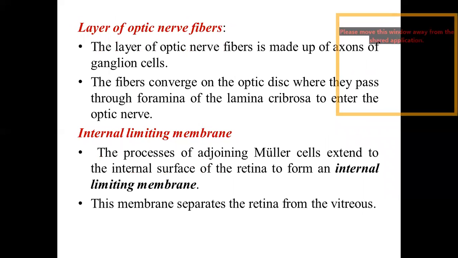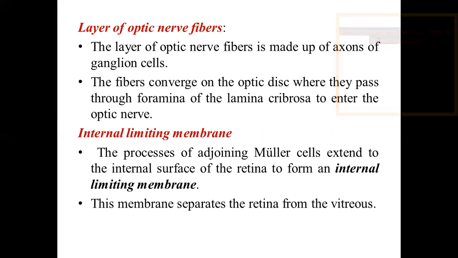So last is your layer of optic nerve, which is formed by axons of ganglion cell. Remember this, how optic nerve is formed. It is formed from retina by the axons of ganglion cell. The fibers will converge on the optic disc where they pass through foramina of lamina cribrosa to enter the optic nerve.